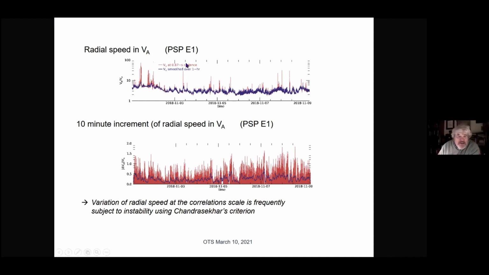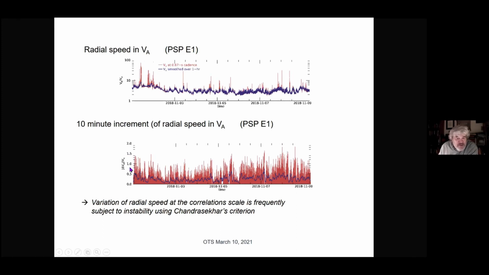So here's the radial speed from Parker encounter 1, measured in Alfven speed units, both in the 1 hour data in dark color and the reddish or orange color, the higher cadence data. Oh no, I'm sorry, that's the radial speed normalized to the either smoother or less smooth Alfven speed. And you see that there's these spikes.